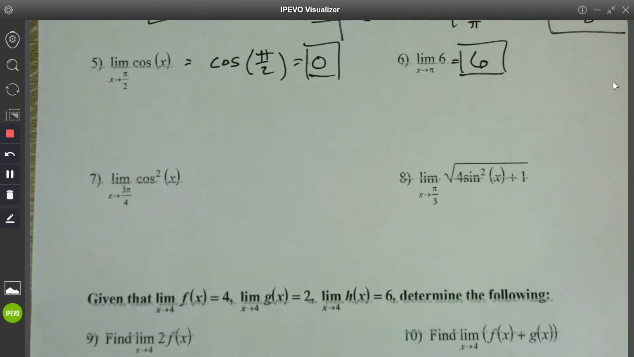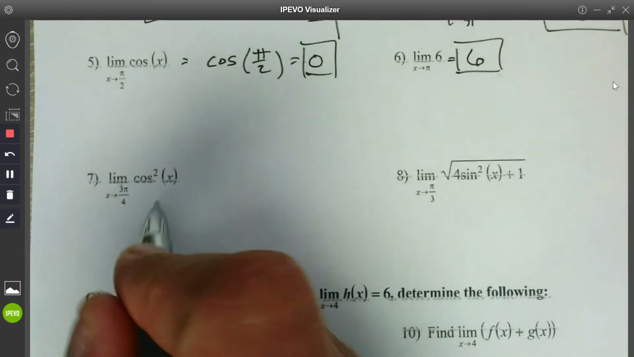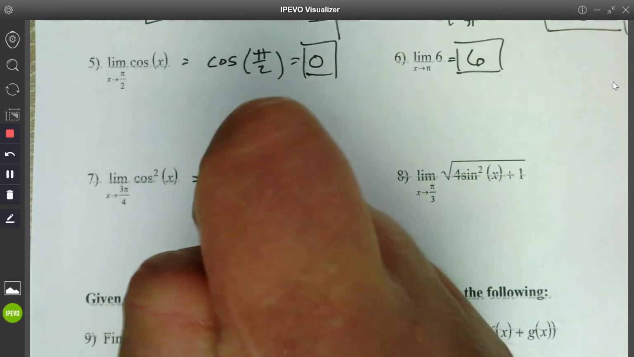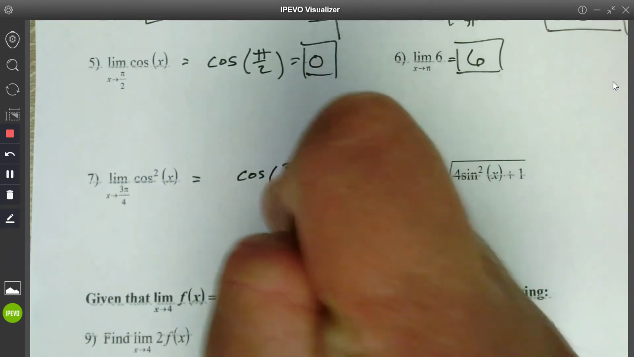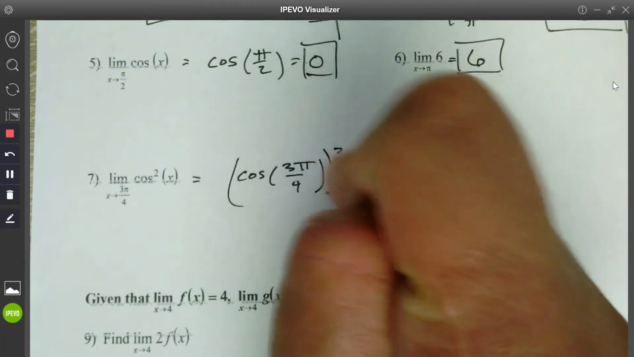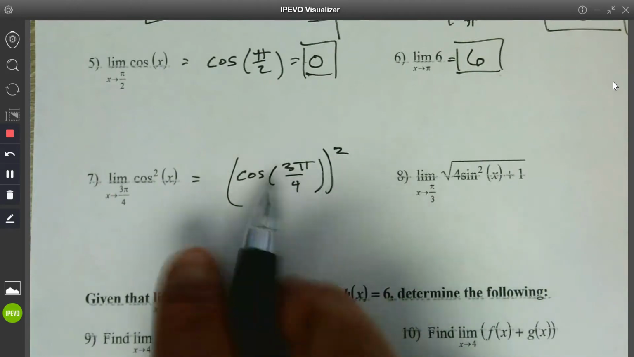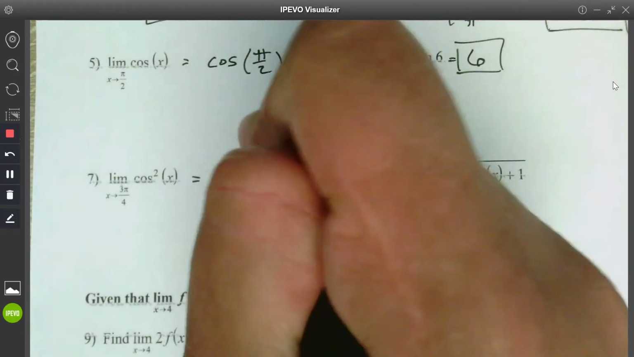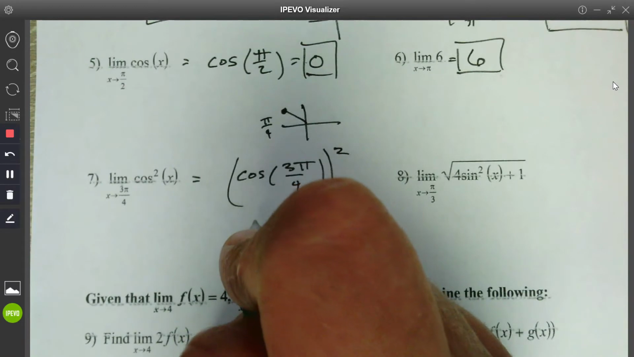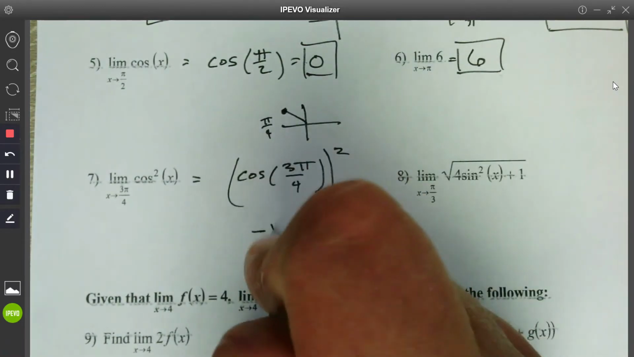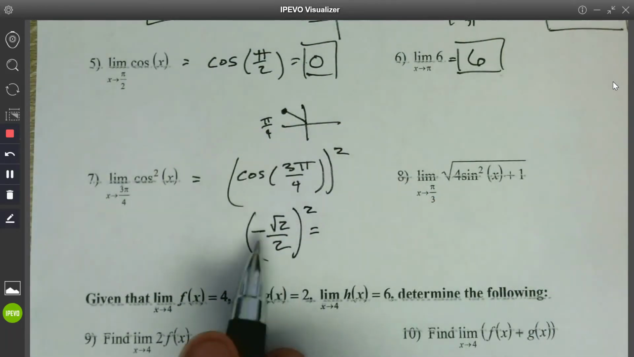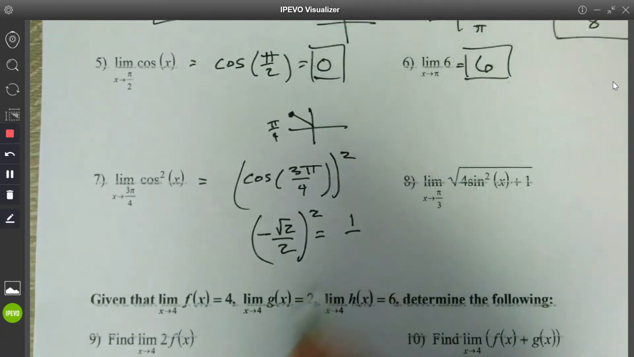7, 8, got some more trig functions here. Number 7, as x goes to 3 pi over 4, we want cosine squared of x. So this one we're going to take the cosine of 3 pi over 4, and we are going to square it. So the cosine of 3 pi over 4, again, refer to your unit circle. 3 pi over 4 is going to be over there, making a reference angle of pi over 4. Think about what the cosine would be. It would be negative, because we're on the left side, square root of 2 over 2. We are going to then square that. And if you square that, you're going to end up with a positive 1/2.